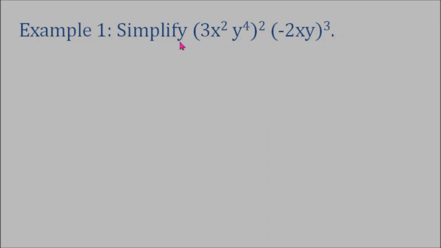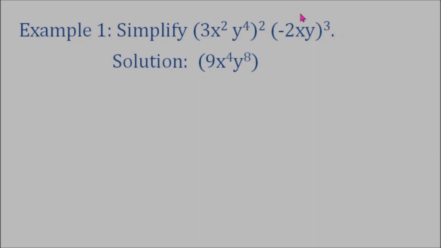So, example number 1: simplify the quantity 3x squared y to the power of 4 raised to another exponent 2, then times the quantity negative 2xy raised to the power of 3. So this 2 is the exponent of 3, and also this 2 here is the exponent of x squared, and also this 2 is the exponent of y to the power of 4. So this becomes 9x to the power of 4 y to the power of 8.